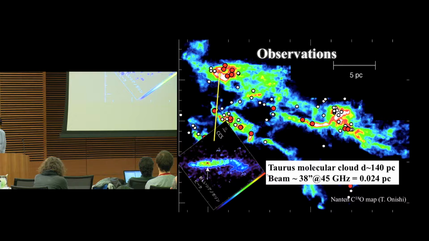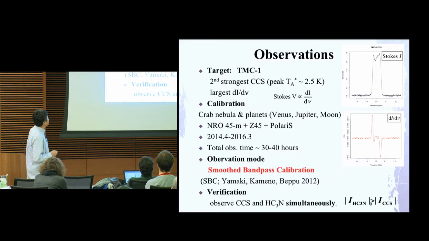And here I describe some details of our observation, but because of the limited time, I skip these things and mention the last two things. So as an observation mode, we adopted the so-called smooth bandpass calibration. Because of this SBC method, we could reduce the total observation time by a factor of 3.